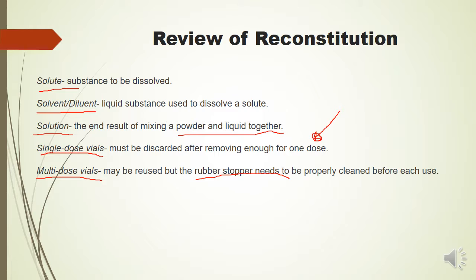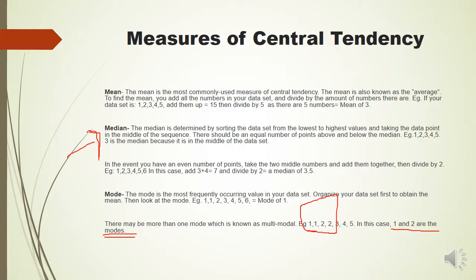Let's talk single dose vials versus multi-dose. Single dose must be discarded after removing enough for 1 dose. Single dose, 1 dose, not a trick. Multi-dose vials may be reused, but you need to appropriately clean the top of the vial every time you put your needle in there, because otherwise you can transmit whatever happens to be on the top of that vial. Who knows what it touched between when you put it in the fridge and when you went back to it. So always be cognizant of that.